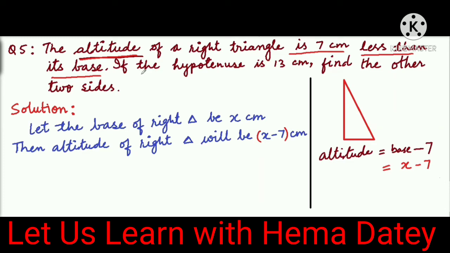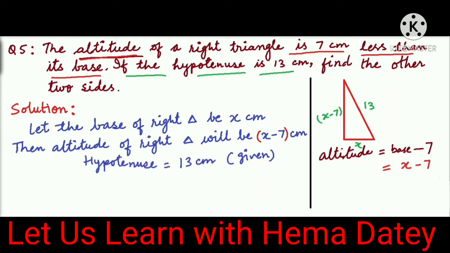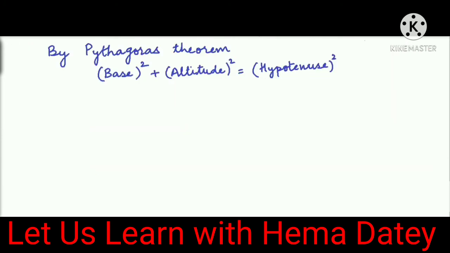We start our solution. Let the base of the right triangle be x centimeter. The altitude of right triangle will be x minus 7 centimeter. In second line of the question, it is given the hypotenuse is 13 centimeter. Now we will use Pythagoras theorem. By Pythagoras theorem, we know that base square plus altitude square is equal to hypotenuse square. We put the values: x whole square plus x minus 7 whole square is equal to 13 whole square.